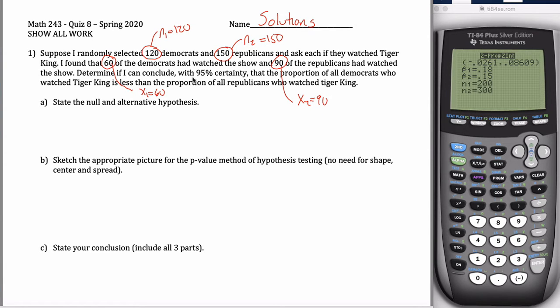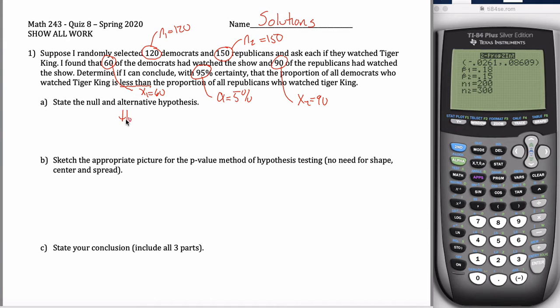Watch the show. Determine if I can conclude with 95% certainty, so alpha's 5%, that the proportion of all Democrats who watch Tiger King is less than the Republicans. Okay, so it's kind of nice that I listed the Democrat information first, and then the question was written relative to the Democrats. Again, I'm not trying to confuse you there. As long as you make your ones the Democrats and your twos the Republicans, then this less than is telling you that when you state your alternative hypothesis, you'll just put a less than sign in there.